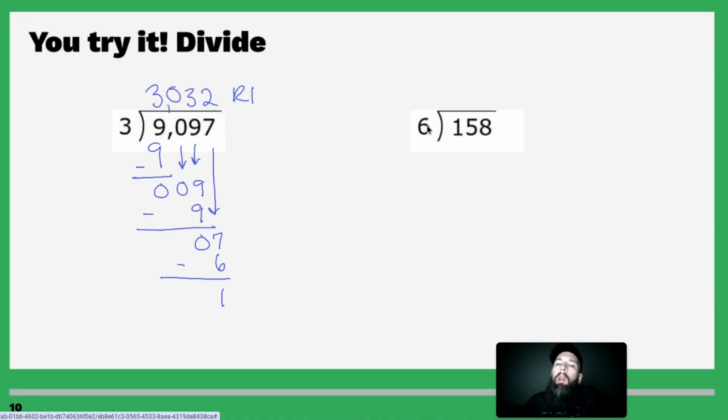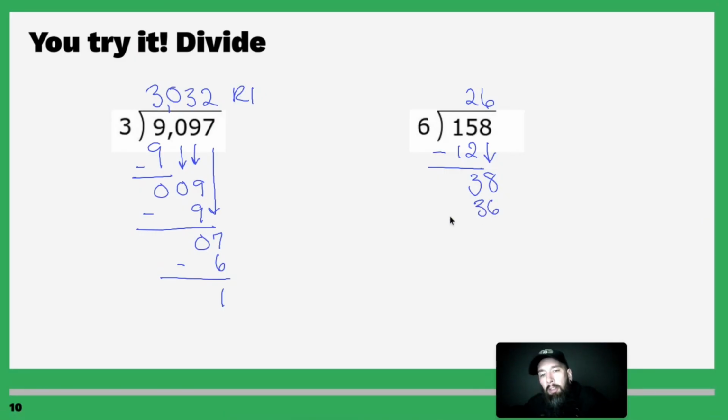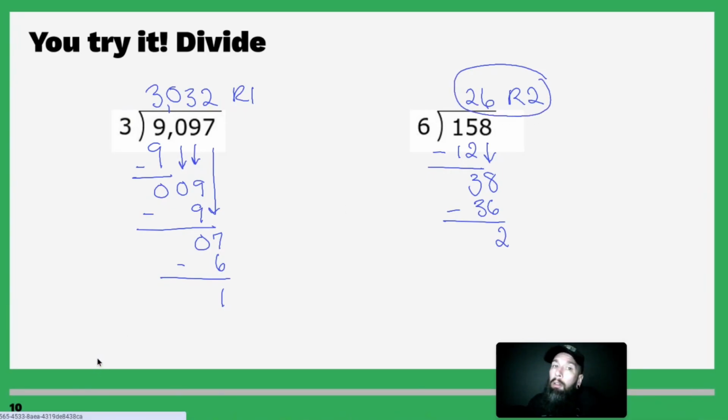One more. 6 goes into 1 0 times. 6 goes into 15 2 times. 2 times 6 is 12. Subtract. 15 minus 12 is 3. Drop down the 8. 6 goes into 38 6 times. 6 times 6 is 36. Subtract. 38 minus 36 is 2. I'm out of digits, so your remainder is 2. My answer is 26, remainder 2.